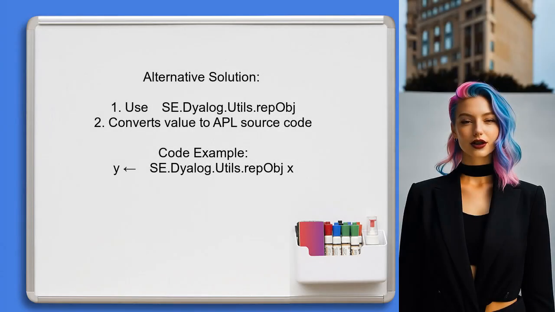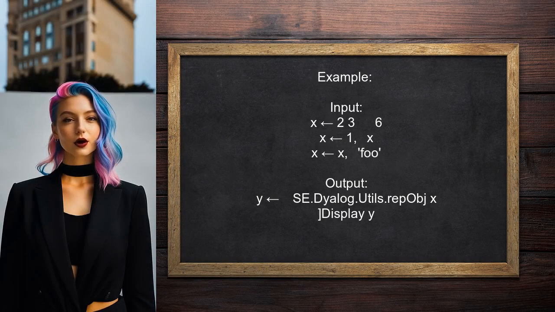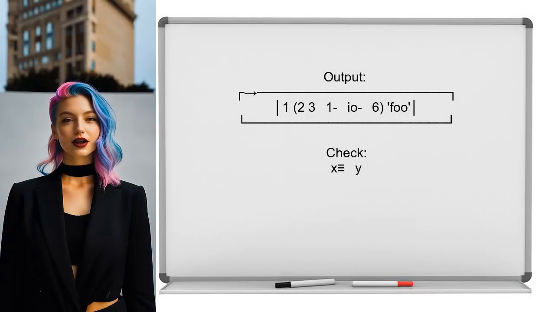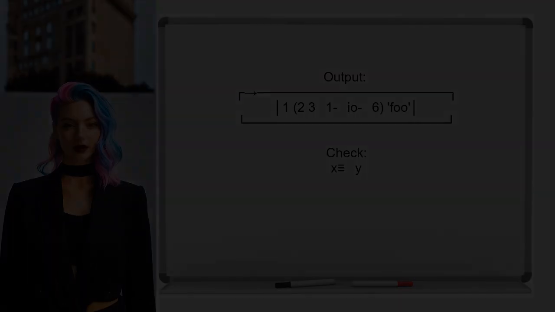An alternative solution provided by a user involves using the function upage from the Dyalog utils namespace. This function converts a Dyalog APL value into a human-readable APL source code format. For example, if you have a matrix and some additional values, you can apply repobj to get a structured output that can be easily edited and inserted into unit tests. The output will show the value in a format that can be evaluated back to the original value, ensuring that your tests remain manageable and editable.